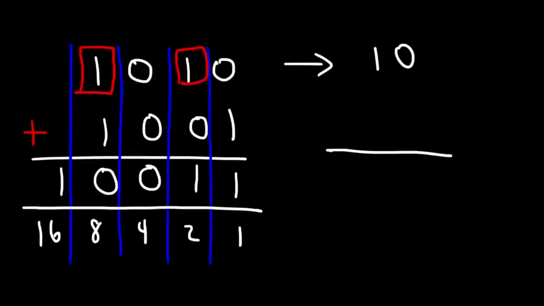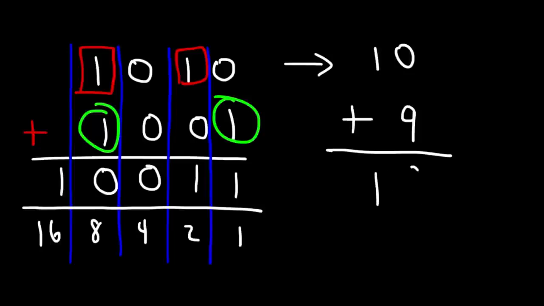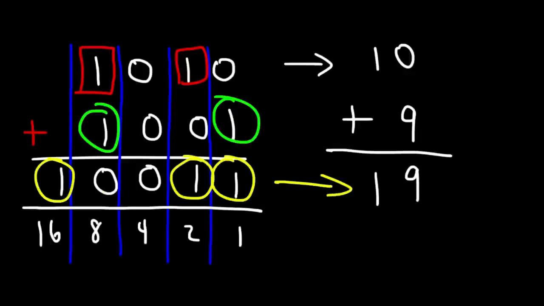Here we have an 8 and a 1. So 8 plus 1 is 9. 10 plus 9 is 19. So here we have a 16 plus a 2 plus a 1. So that adds up to 19. And so we can see that we have the right answer. So this is our answer right here. So that's how you can add two binary numbers.